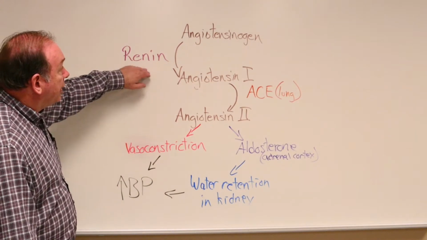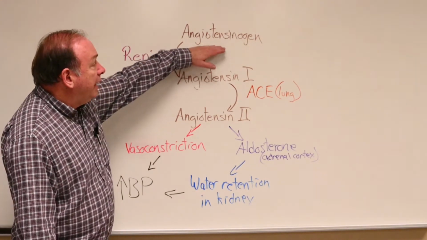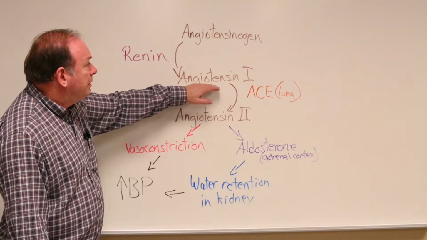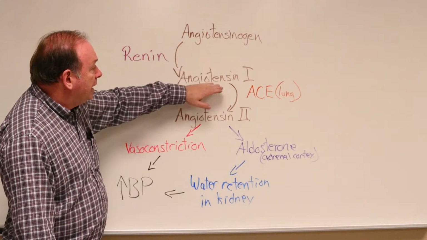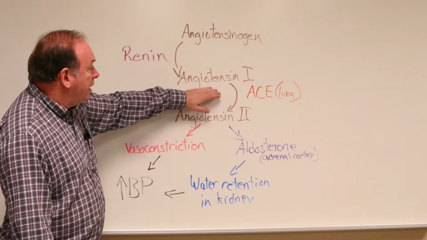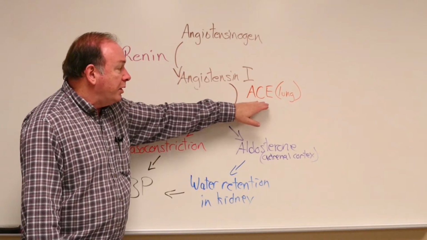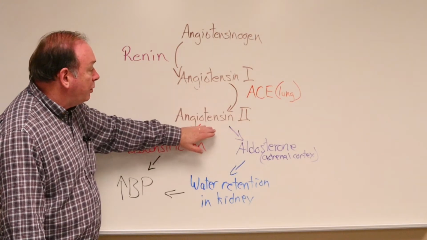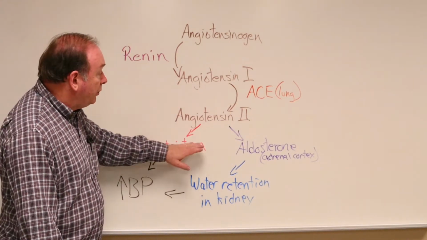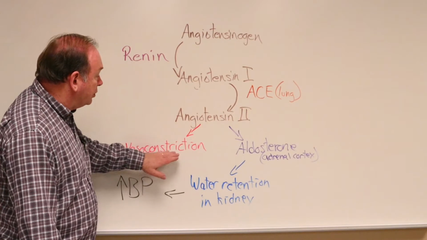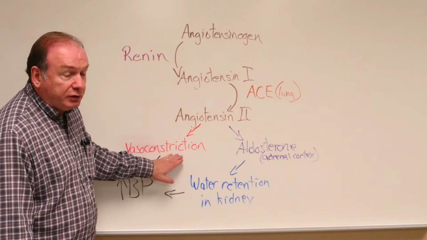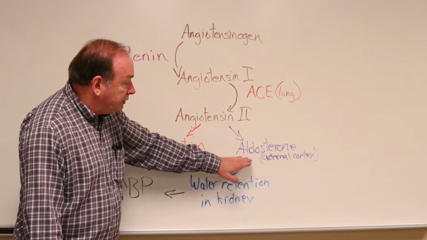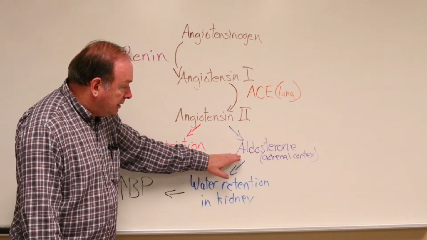So, go through it again. Renin causes angiotensinogen in the blood to convert to angiotensin 1. As it circulates through the lung, angiotensin converting enzyme converts that angiotensin 1 to angiotensin 2. Angiotensin 2 is a vasoconstricting chemical. It causes vasoconstriction, and it causes aldosterone release from the adrenal cortex.